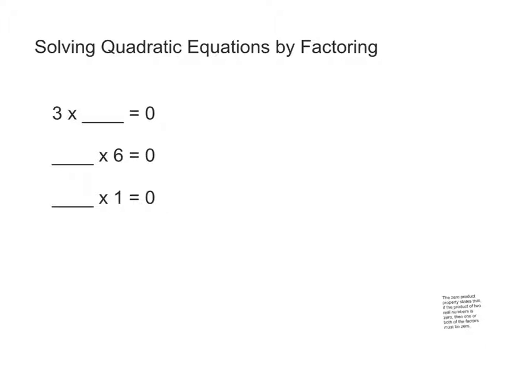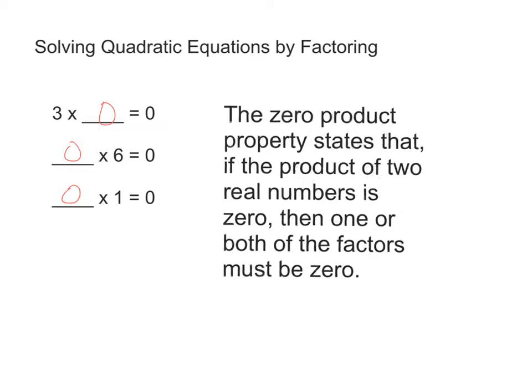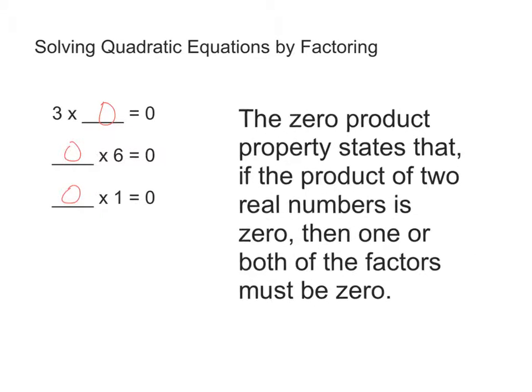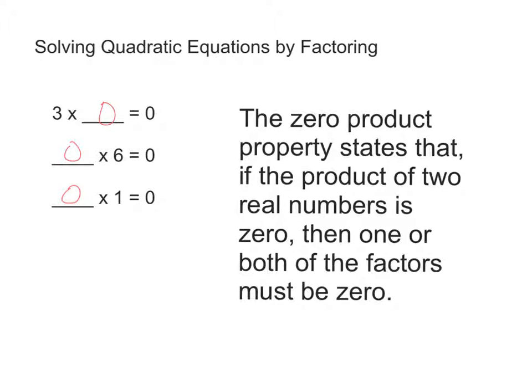First, we need to be able to figure out these simple equations. 3 times something equals 0. And what's the something? 0. Something times 6 equals 0. What's the something? And also 0 times 1 equals 0. And that's pretty simple, right? But the fact that those are all zeros is related to the zero product property, which is important to be able to solve quadratic equations by factoring.